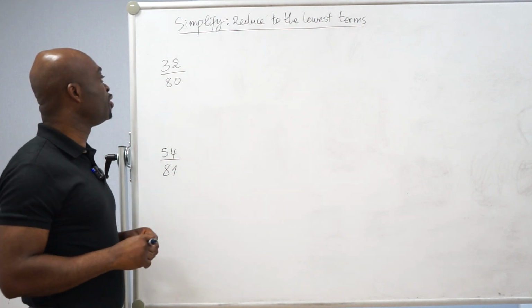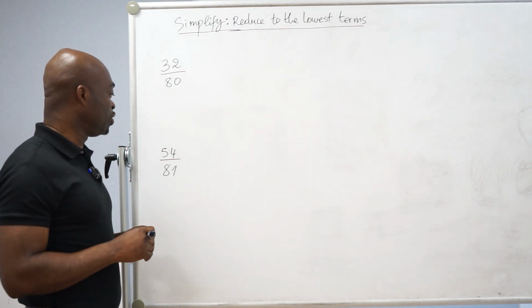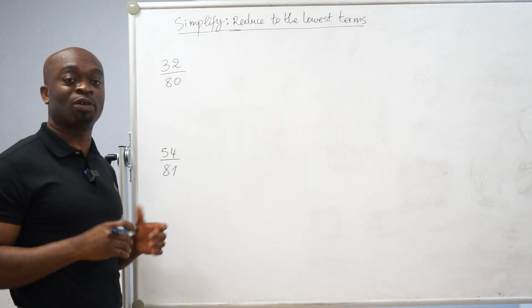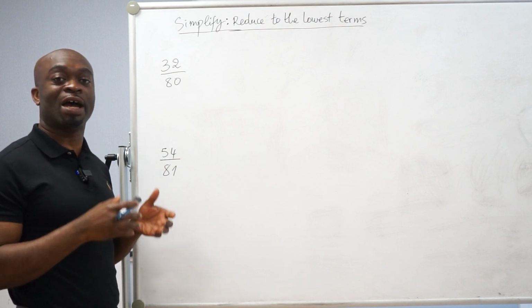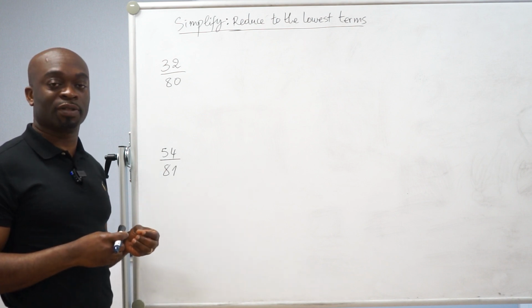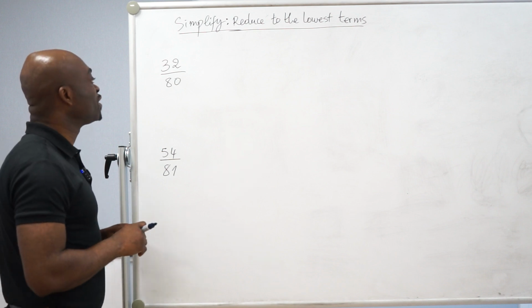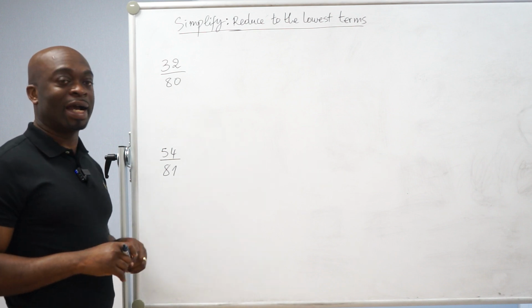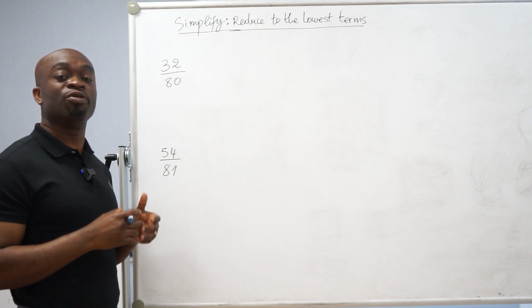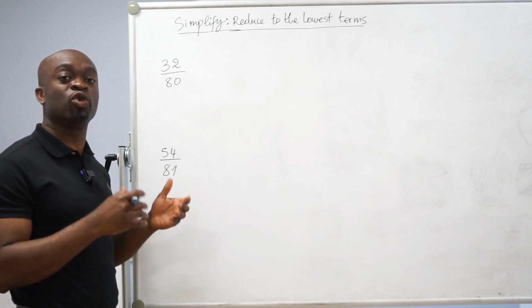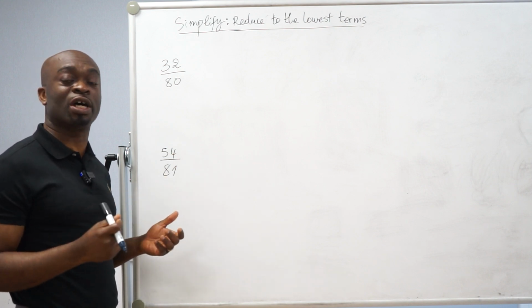Guys, we want to reduce 32 over 80, and then we want to reduce 54 over 81. So like we said before, once you're solving for fractions, your final answers have to be in the lowest terms possible, okay? So if you take 32 over 80, as 32 is an even number and 80 is an even number, you automatically know that 2 can go into those two numbers evenly. So you can always start from there.